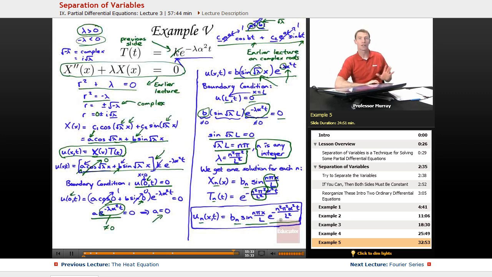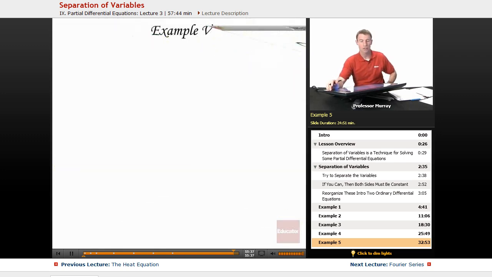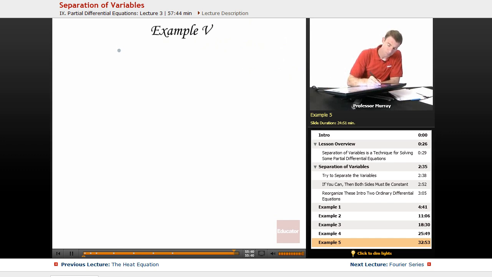That's actually officially the end of this lecture, but let me go ahead and give you a little teaser for the next lecture. Let me write down what we just figured out. U sub n of x, t is equal to B sub n times sine of n pi x over L, times e to the negative n squared pi squared alpha squared t over L squared. We just figured this out.